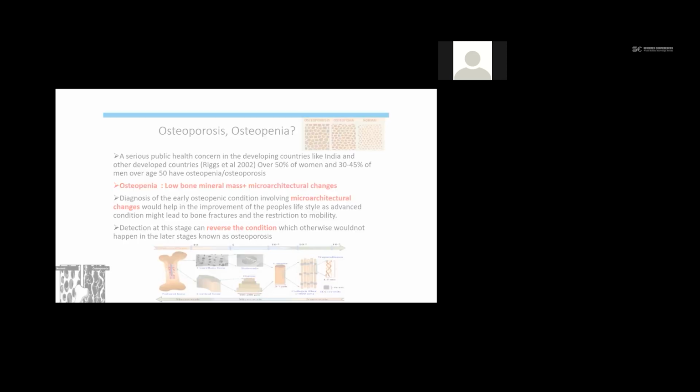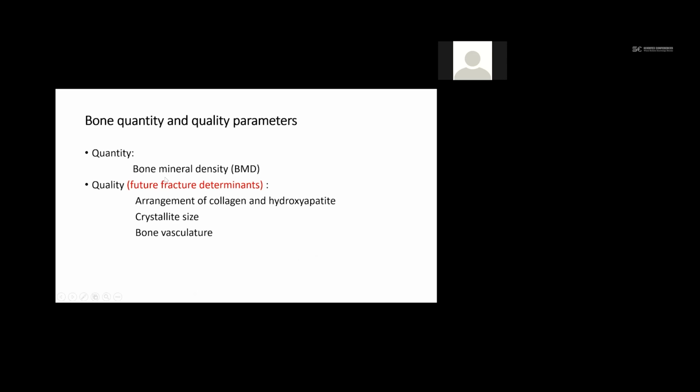As I was saying previously regarding bone quality parameters, these are the bone quality parameters which are future fracture determinants. These are the three important parameters. The first one is arrangement. Like in the previous slide as well, I told you how the collagen and hydroxyapatite are arranged. That osteon structure changes as a result of change in the bone remodeling process. And up to the molecular level, we know that many transcription factors and proteins will change at that particular level. Another thing is the crystalline size.